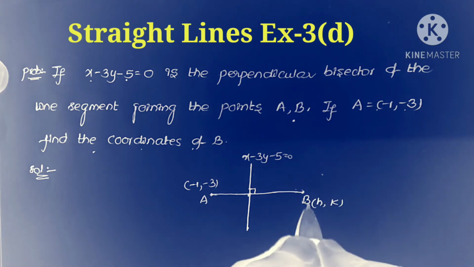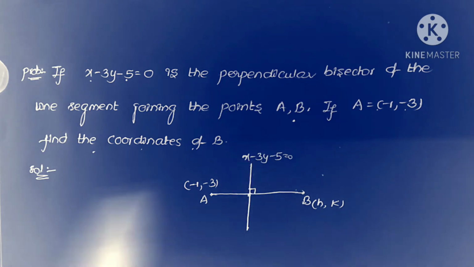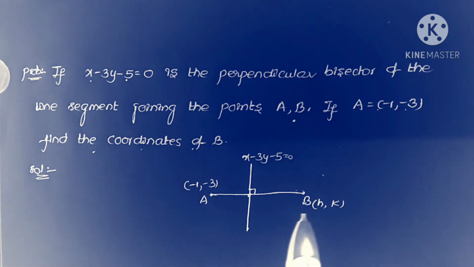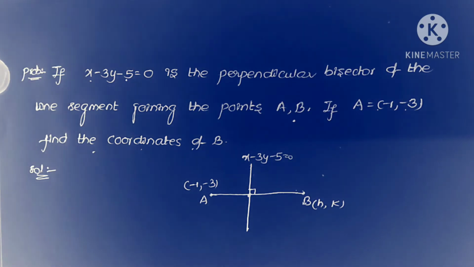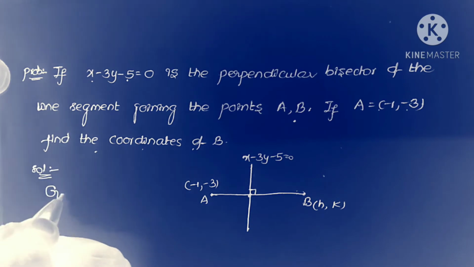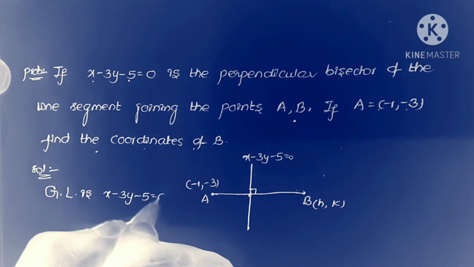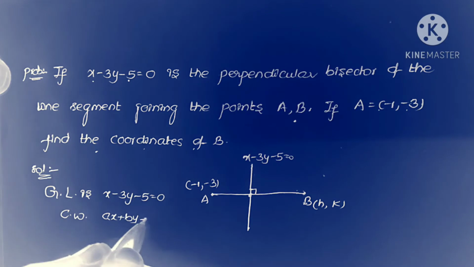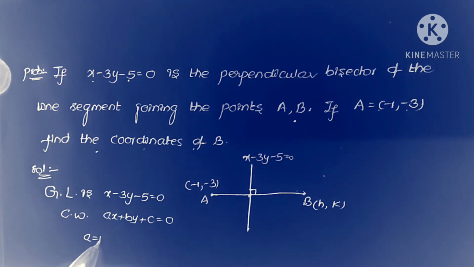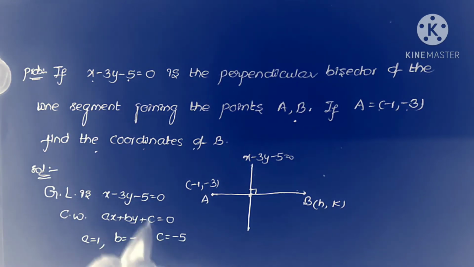So here B is nothing but the image of the point A (-1, -3) with respect to the line x minus 3y minus 5 equal to 0. That is, to find the coordinates of B, it is enough to find the image of (-1, -3). So first we write the given line: x minus 3y minus 5 equal to 0, and we compare this equation with ax plus by plus c is equal to 0. Then the values of a, b, c are: a is equal to 1, the x coefficient; b is equal to minus 3, the y coefficient; and c is equal to minus 5, the constant.